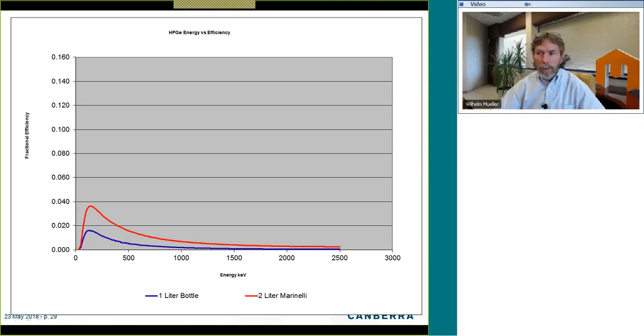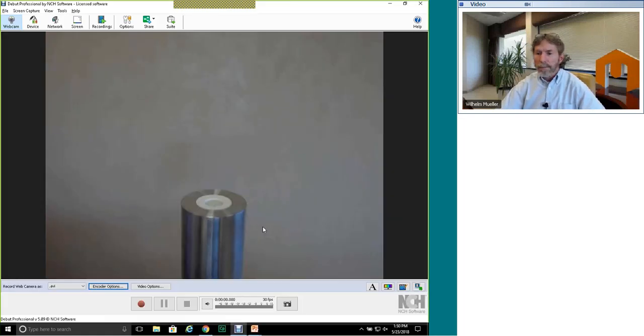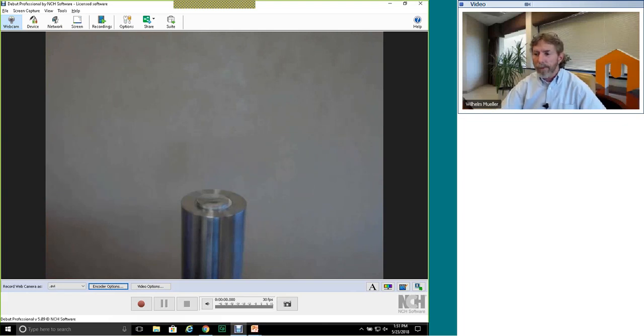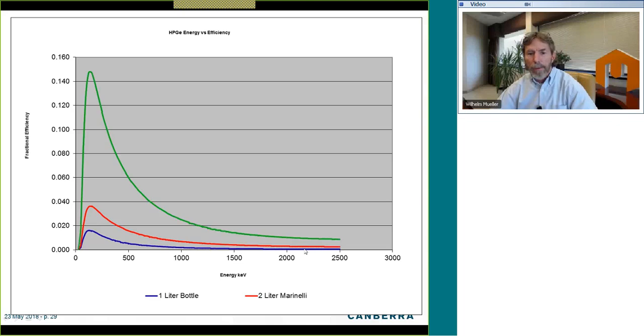To make things more interesting, if we could extract the analyte or analytes of interest from that sample and put them on a filter, for example, and then place that filter on the face of the same detector, then we get yet another fairly dramatic improvement in efficiency, as shown in this curve here. Note that we've gone from about 3.6% maximum counting efficiency to about 15%, a factor of 4 improvement over the 2-liter Marinelli and a factor of about a 10 improvement over the 1-liter bottle.